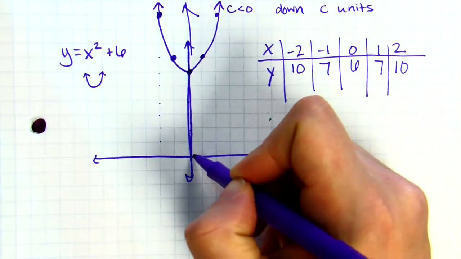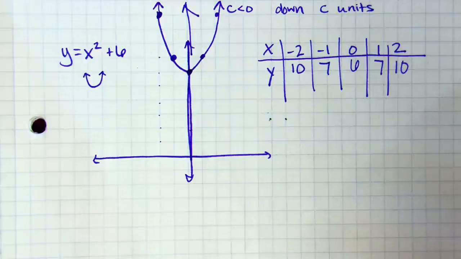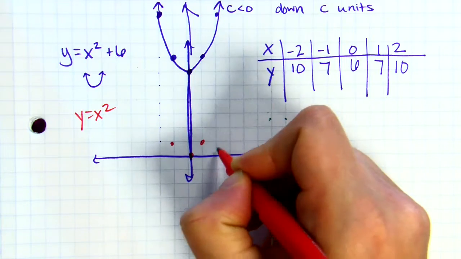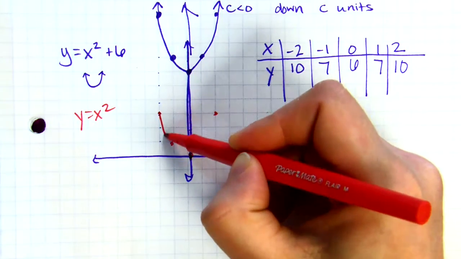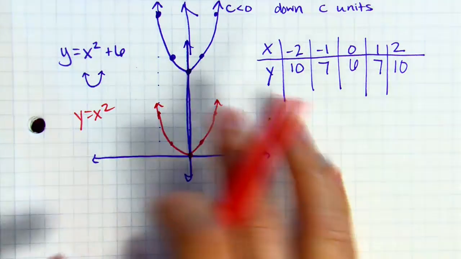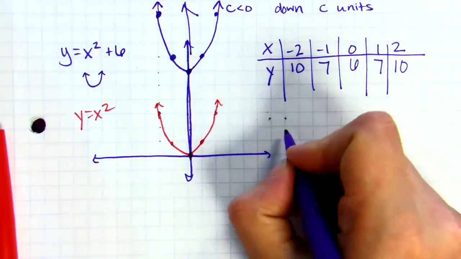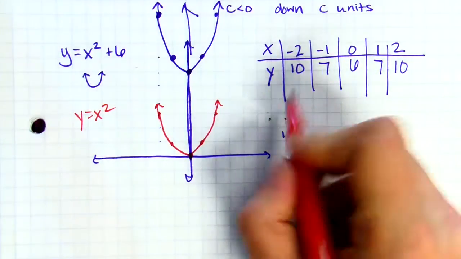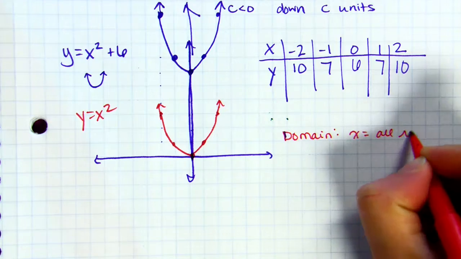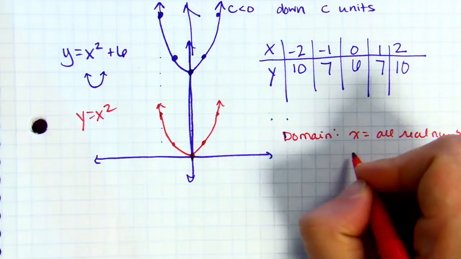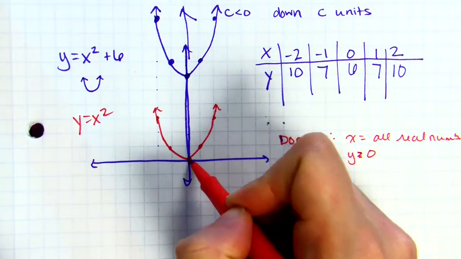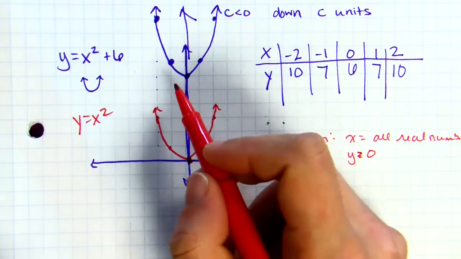And you can see if I graphed just y equals x squared, it would look like this. So it's the exact same shape. Not the same domain and range, but the exact same shape, it's just been shifted up. My original domain, let's do this in red, would be x is all real numbers, and my range would be that y is greater than or equal to 0, because y is 0 here, that's the minimum value, and then it opens up from there.